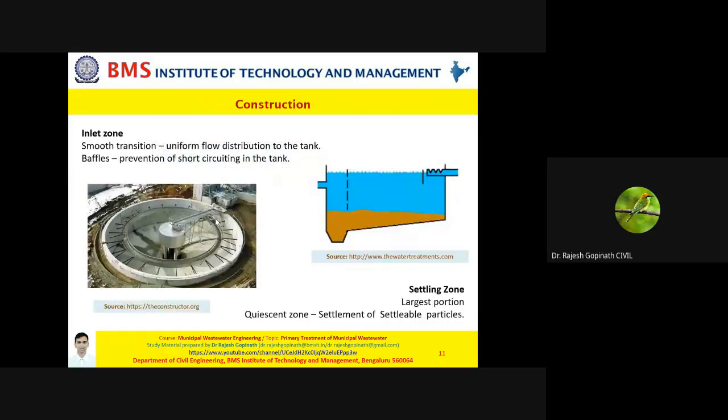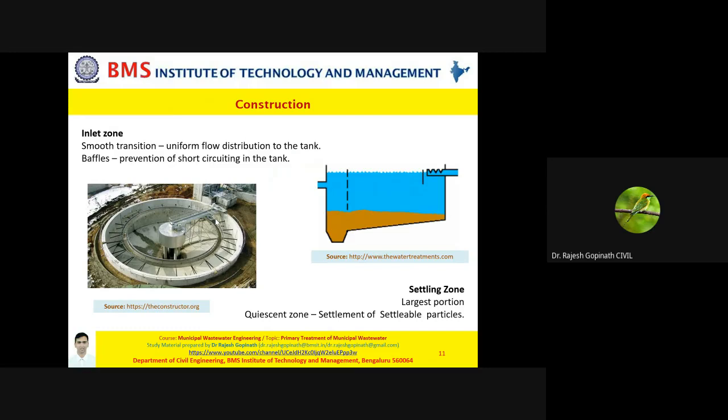Now, there are four zones in a sedimentation tank: inlet zone, outlet zone, sludge zone, settling zone. Basically, when you talk about your inlet zone, we are referring to that portion which facilitates the entry of wastewater. That portion which is responsible to make sure that the wastewater which enters the sedimentation tank is uniformly distributed across the tank. And this is with the mechanism it has.